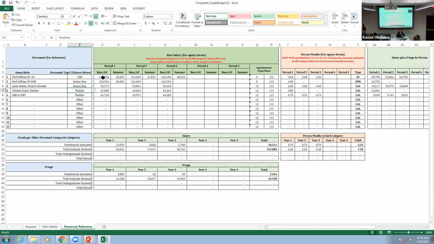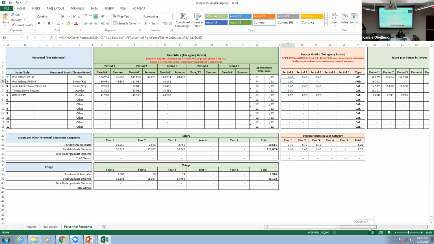Besides doing that right here, again, we talked about this is an academic year person. So you're going to want to know with the escalations, if you're using fiscal year, this is an easy way to know how much am I really charging for their academic year salary and how much their summer. This is what you would enter on your Cayuse forms. And these are the person months you would enter.